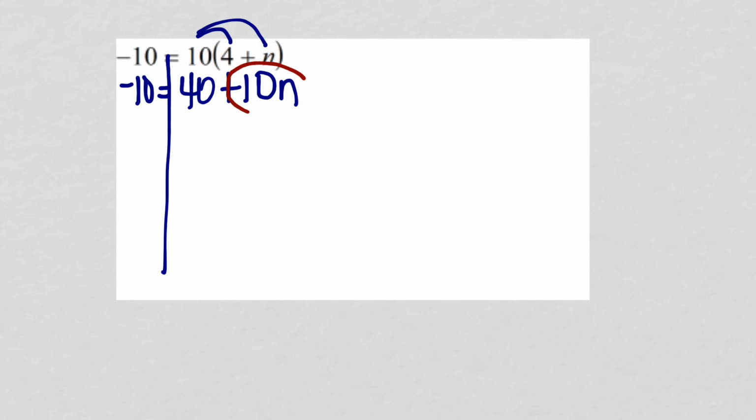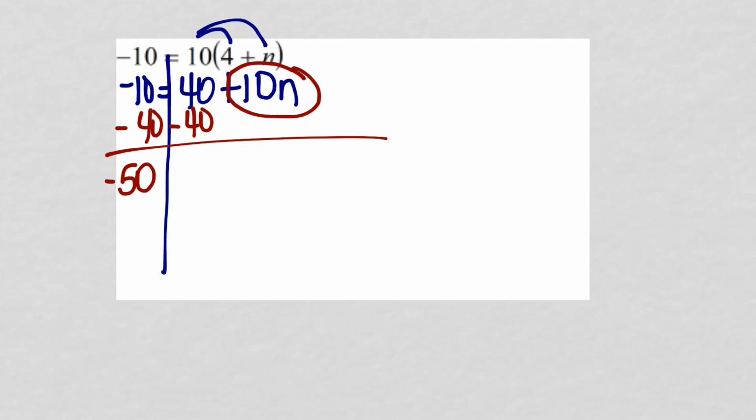I'm going to circle what I'm solving for. I need to get rid of that 40, so I'm going to subtract 40 from both sides. Negative 10 minus 40. My signs are the same, so I add the numbers. 40 plus 10 is 50, and bring down the negative sign. I'm going to come over here, and I'm left with 10n over there.